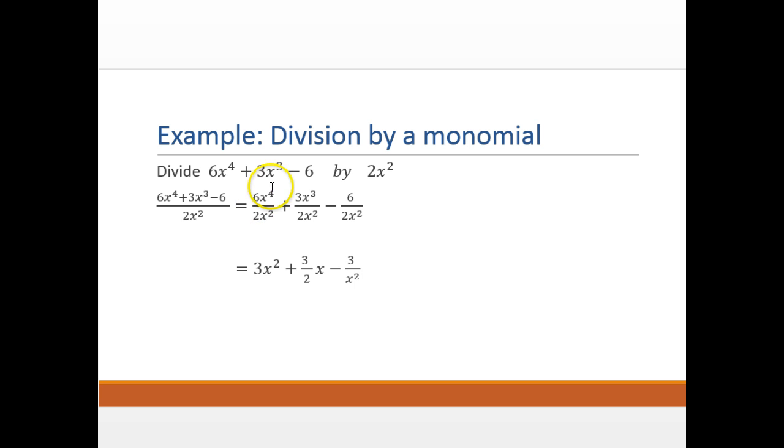So this becomes 6x to the fourth over 2x squared, plus 3x cubed over 2x squared, minus 6 over 2x squared. This now allows us simply to apply our rules of exponents. 6x to the fourth over 2x squared: 2 goes into 6 3 times. X to the fourth divided by x squared is simply x squared. 3x cubed over 2x squared simply becomes 3 halves x. And I can reduce negative 6 over 2x squared to minus 3 over x squared.